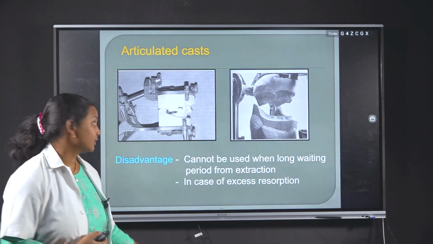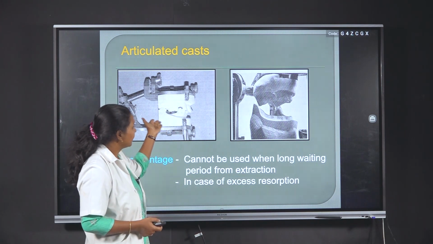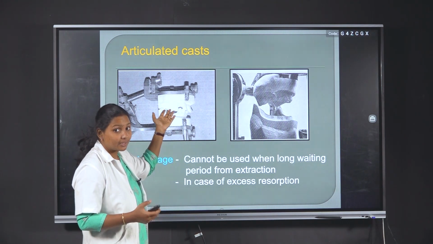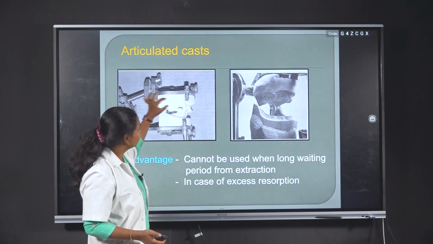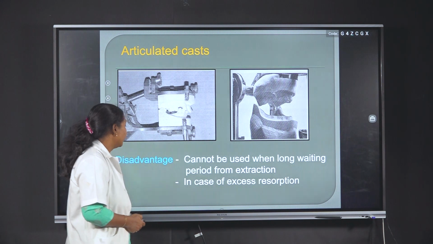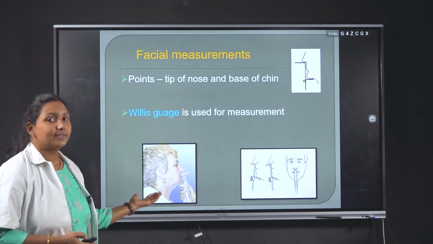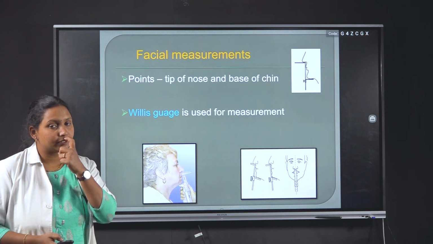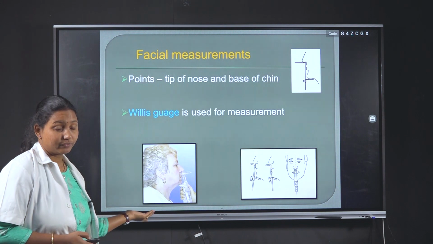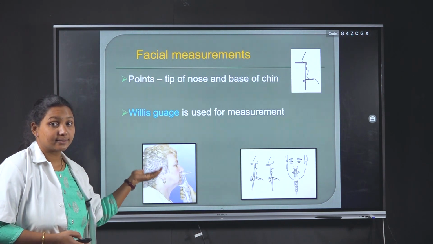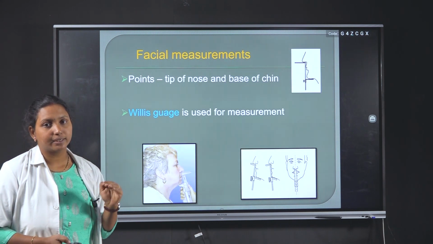Articulated cast, as I told you earlier, you can see in this picture. Here we are taking impressions when teeth are present, and this is without teeth. We can measure this vertical dimension. Next is facial measurements. With the help of Willis gauge, we will measure the face before extraction of the teeth, and we will take that as a guide after extraction to re-establish the vertical dimension.